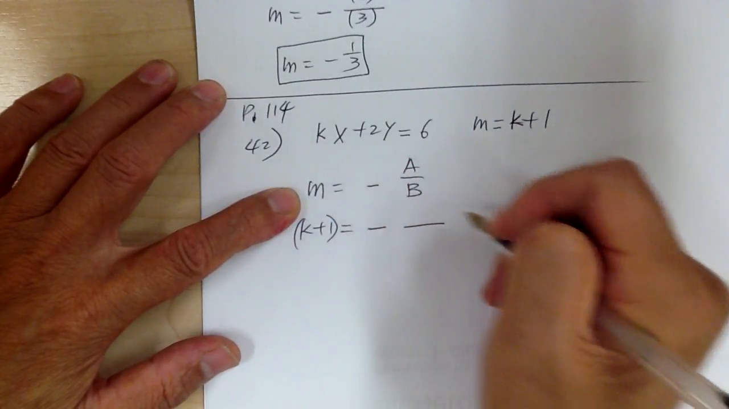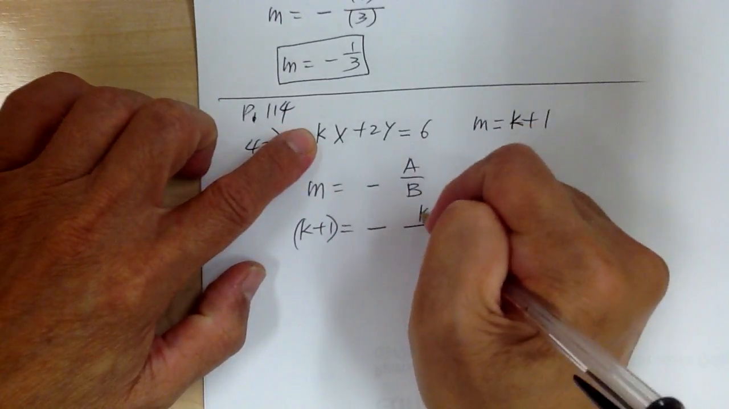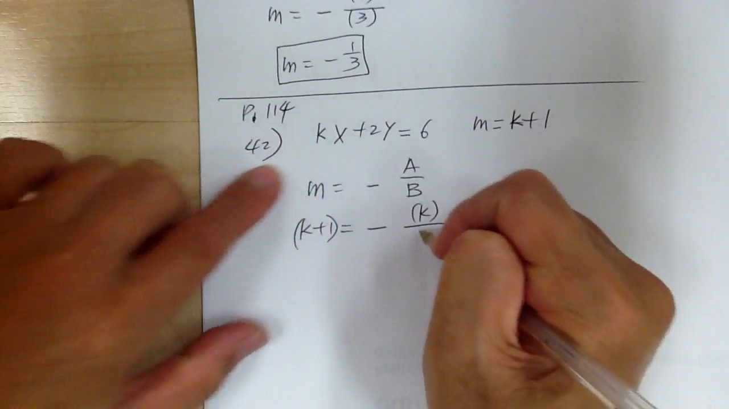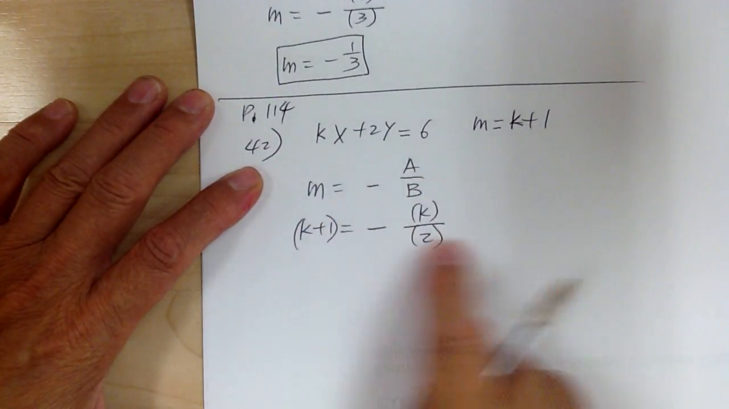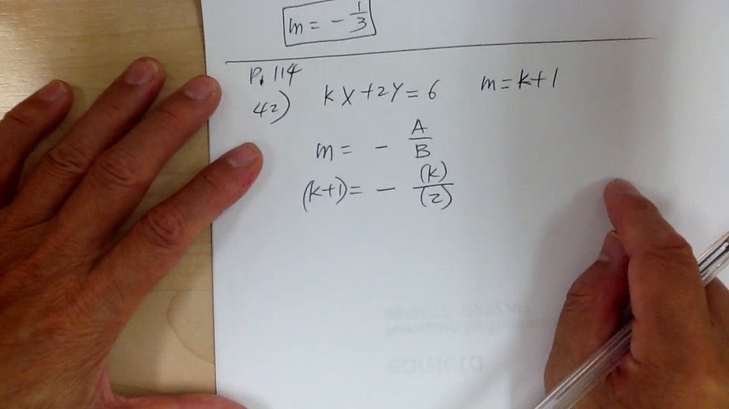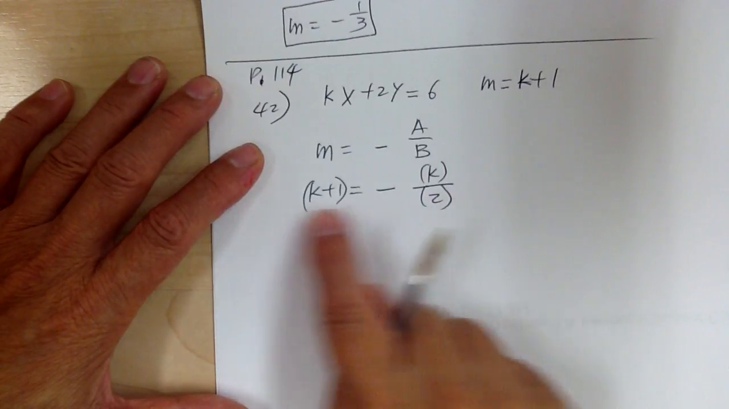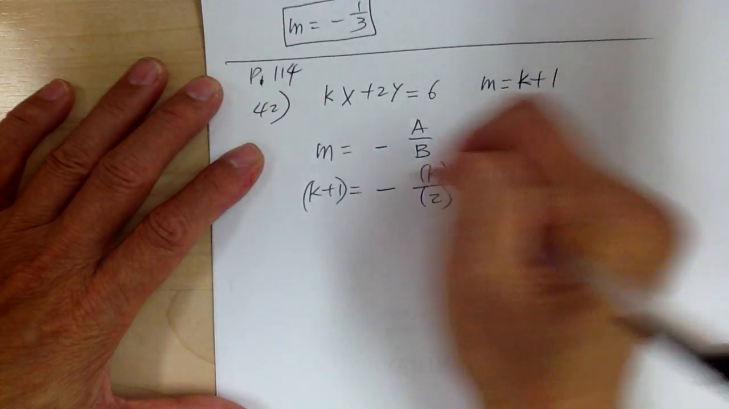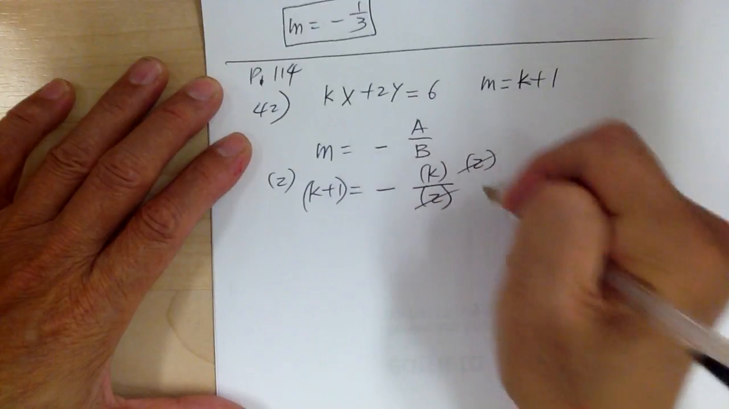Negative. Now what's a? Well, a over here is k, and what's b? Over here is 2, right? So again, write down your formula. You substitute. Now you work things out. First I'm going to multiply by 2 to get rid of my fraction, right? So get rid of the fraction.